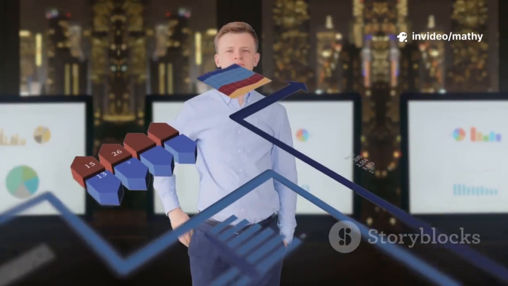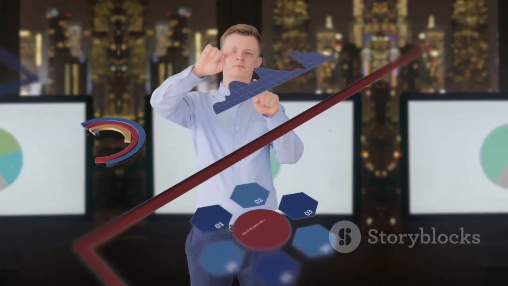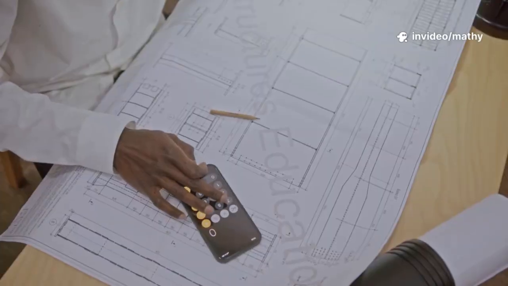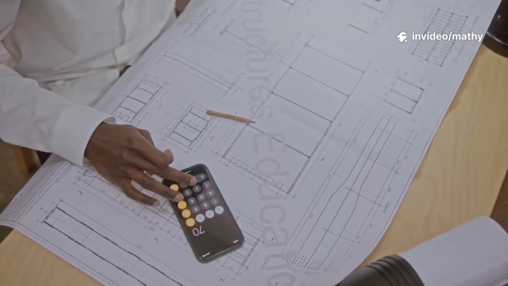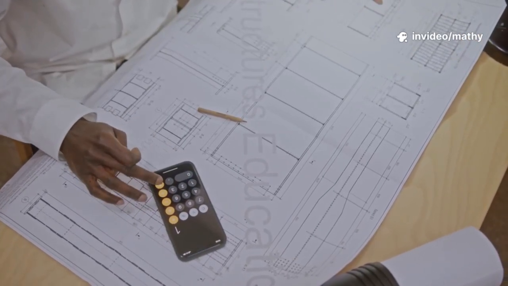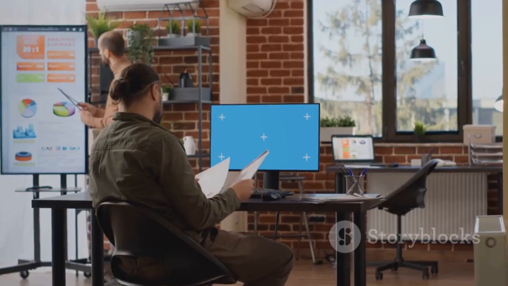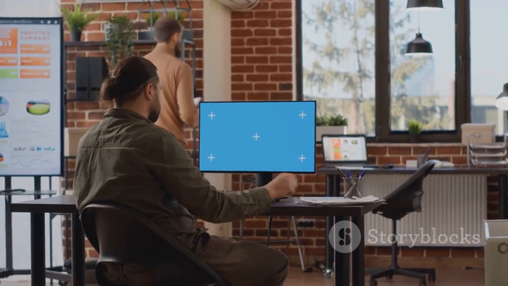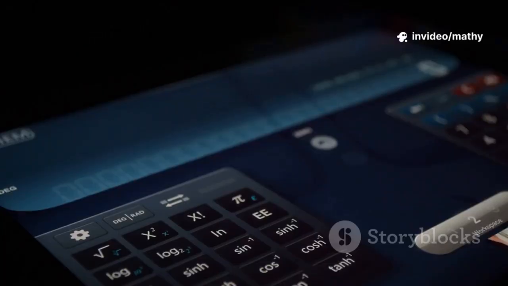Entrepreneurs use them to predict profits, analyze market trends, and make informed business decisions. They need to understand how different variables relate to each other. Tradespeople use them to estimate costs and timelines for projects, ensuring they stay on budget and deliver on time. Even creative jobs like graphic design or social media use these skills for pricing their services and analyzing data to understand what content performs best. It's not just about numbers, it's about thinking clearly and making smart decisions in all aspects of your life.